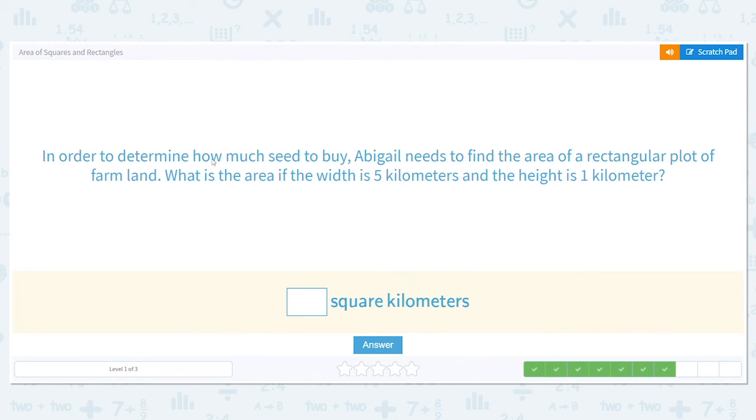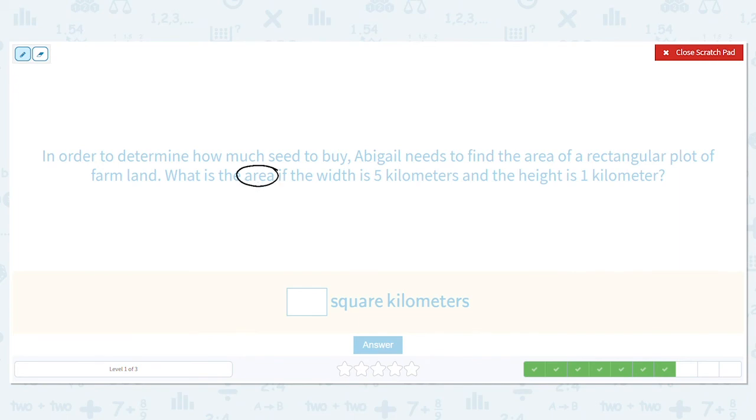Next, in order to determine how much seed to buy, Abigail needs to find the area of a rectangular plot of farmland. What is the area if the width is 5 kilometers and the height is 1 kilometer? All right, let's mark our important information. We want the area. That means we're multiplying. The width is 5 kilometers and the height is 1 kilometer.